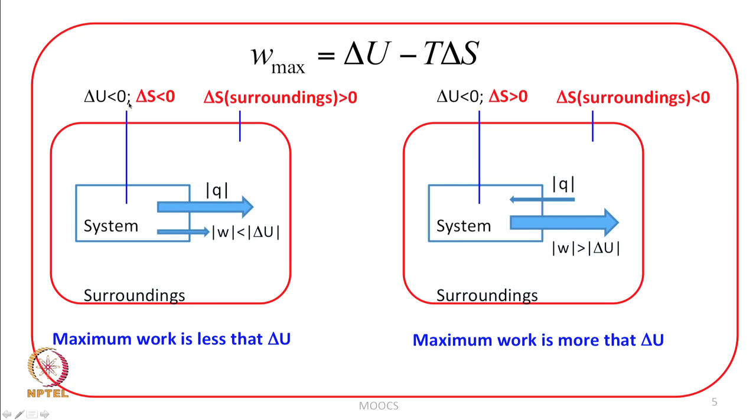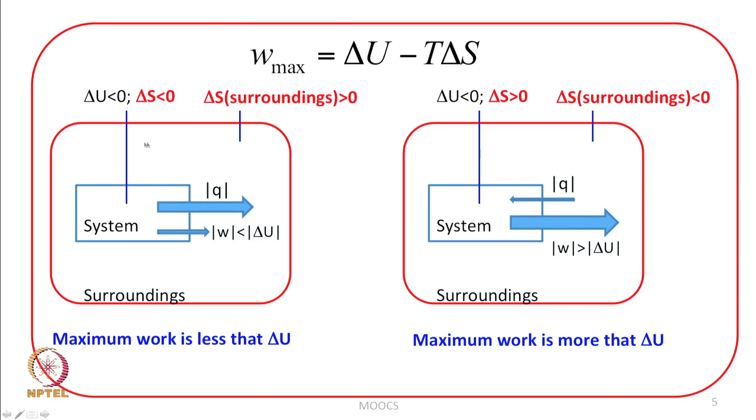Of course, delta U has to be negative. Case 1, when the change in entropy of the system is negative, the entropy of the system is going down, the system is becoming more ordered. The system's entropy decreases. According to the second law of thermodynamics, the surroundings' entropy must go up, because the second law has to be obeyed.